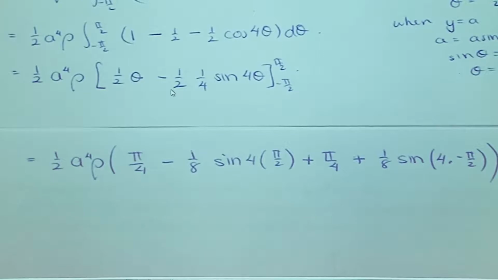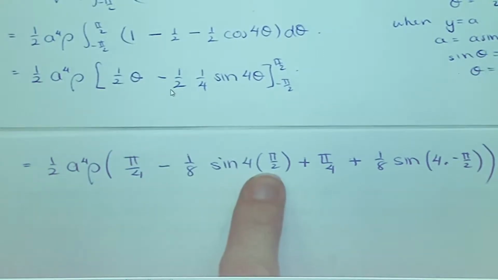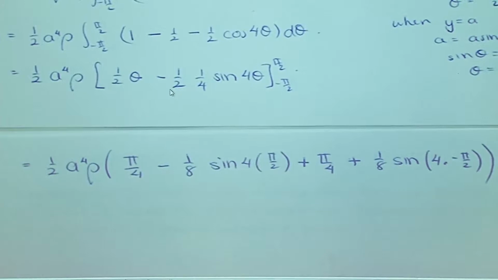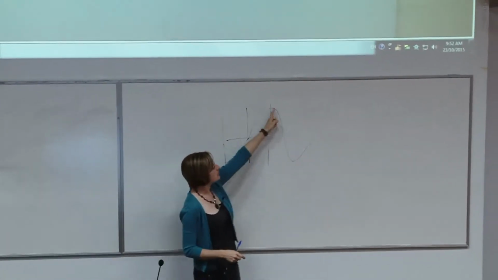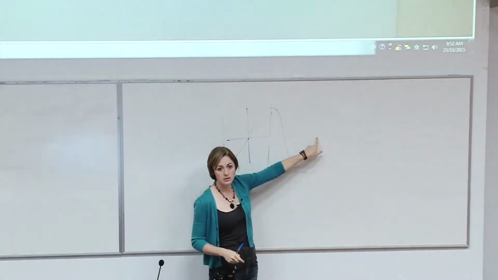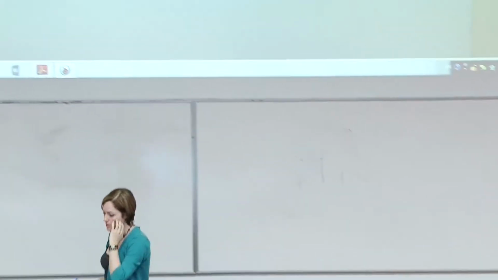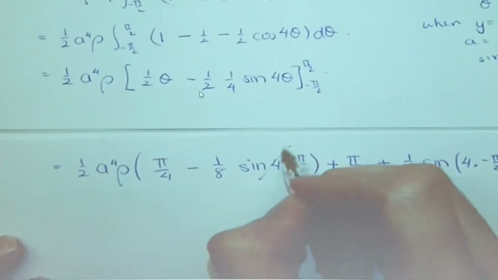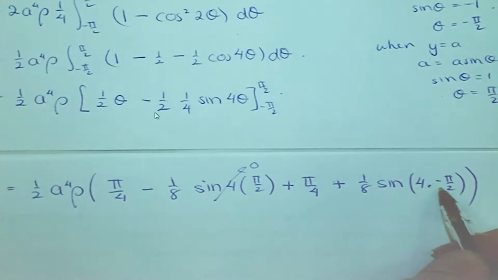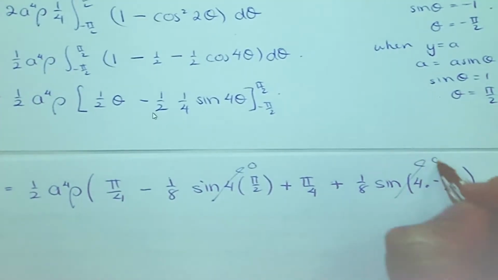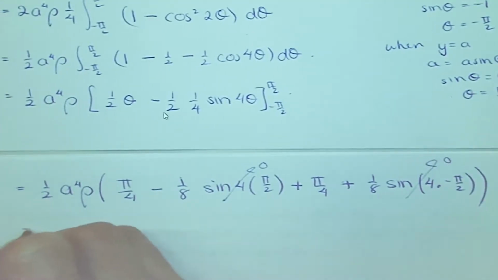Okay. 4 times pi over 2, that's 2 pi, right? And sine of 2 pi, oh, it starts here. That's funny, it looks like a bunch of axes now. Sine of 2 pi is here, right? So it's 0. This one's 0. And this would be sine of minus 2 pi, so that's 0 as well. So we're nearly done.